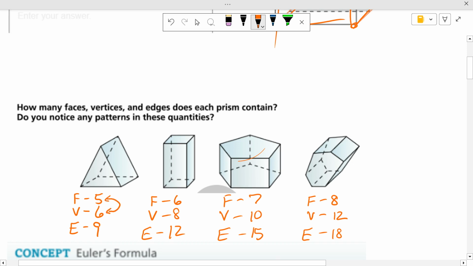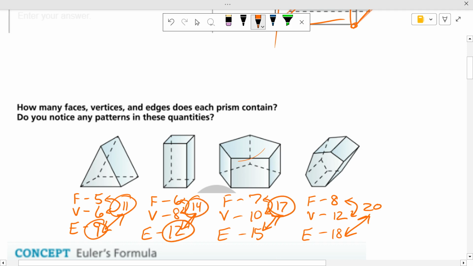All right. So, let's see what happens. Add these two up. What do you get? 11. Add these two up. What do you get? 14. Add these two up. What do you get? 17. Add these two up. What do you get? How do these two numbers relate in every case? This equals this plus 2. This equals this plus 2. This equals this plus 2. This equals this plus 2. Correct? So, faces plus vertices equals edges plus 2.